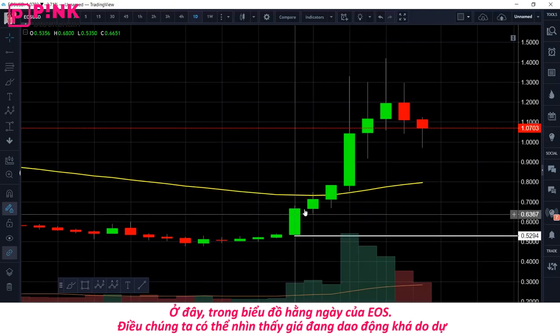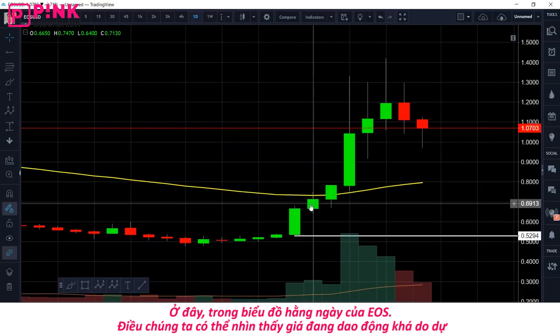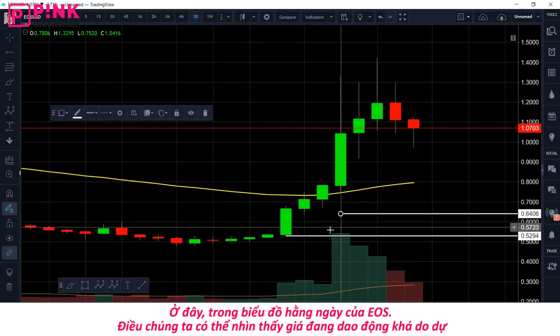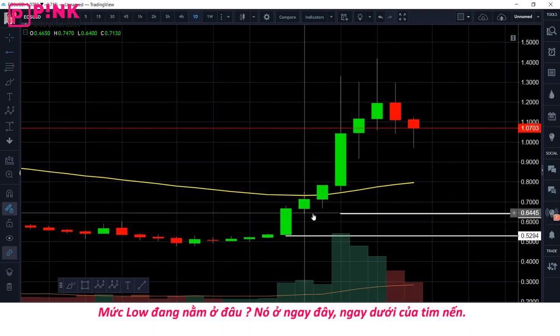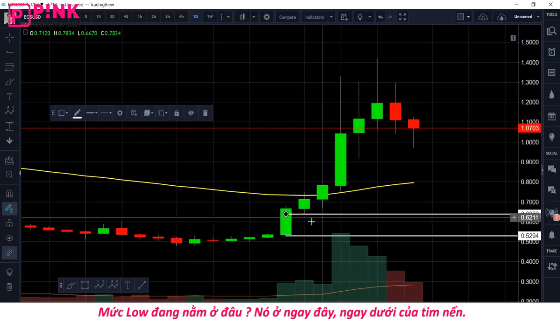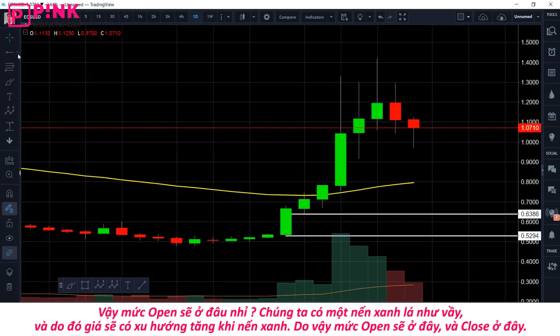Now here, on this candle on the daily chart for EOS, what we see right here, guys, is that there's some indecision, right? Because now, where's the low? The low is always on the lowest point of the candle, okay? The lowest point, whether it's the body or the wick, it's the lowest point right there, okay? Right there.